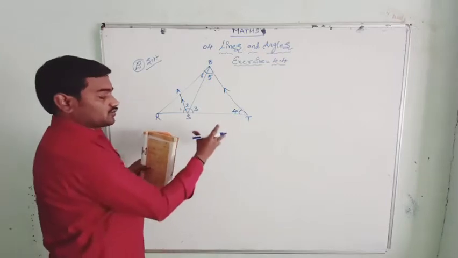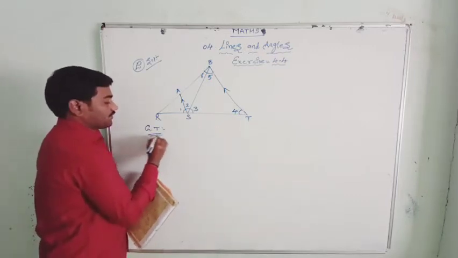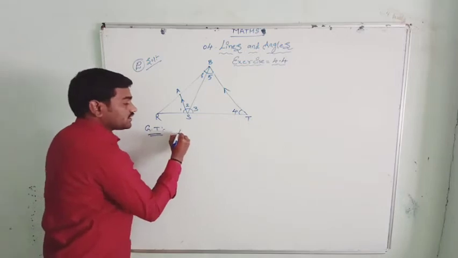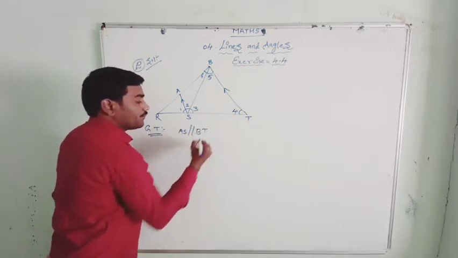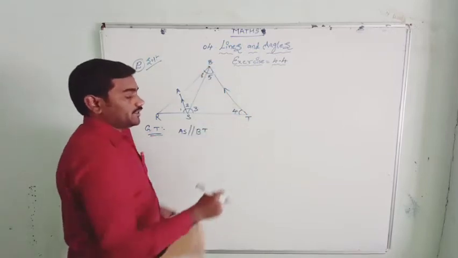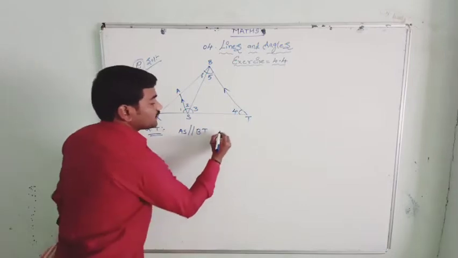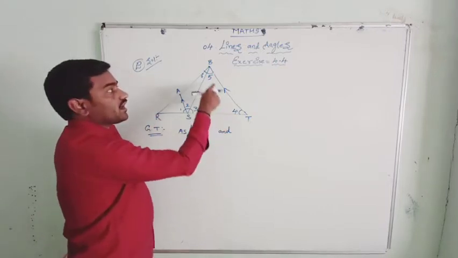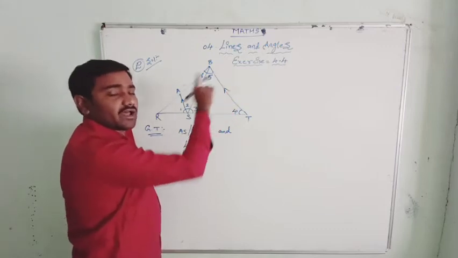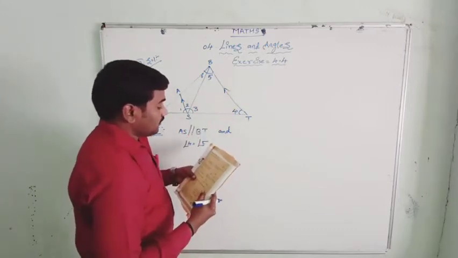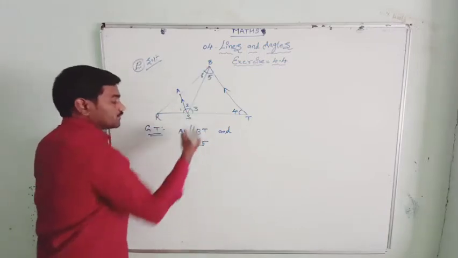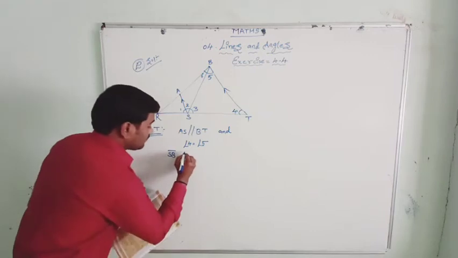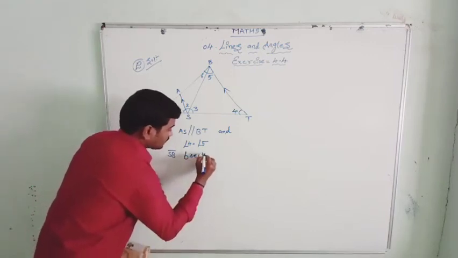Let me write first what is given in the picture. Given that AS is parallel to BT, and angle 4 is equal to angle 5. Angle 4 and angle 5 are both equal in measurement. Next, now here SB, where is the SB? Here is the SB. So this line SB is intersecting, sorry, bisects.